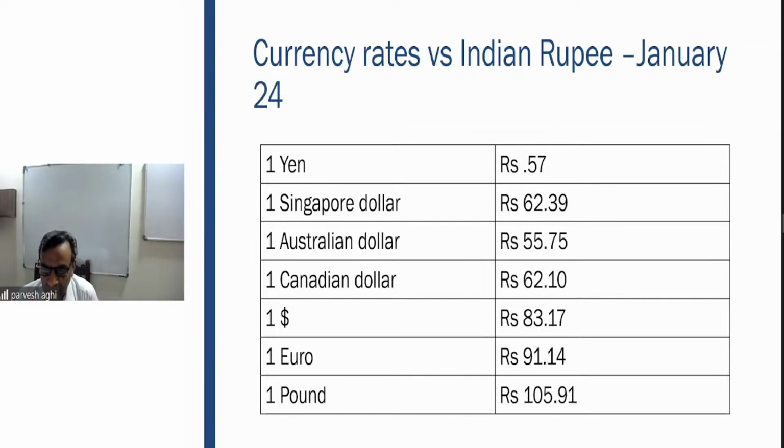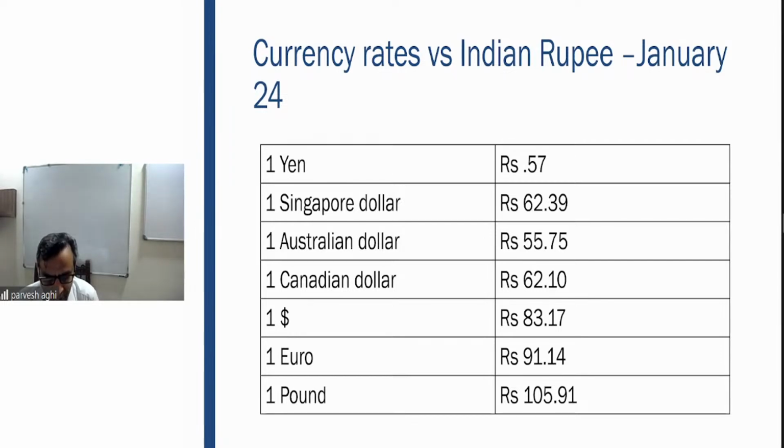1 yen is equal to how many rupees? 0.57, or close to about 60 paisa. 1 Singapore dollar is what? 62.39. 1 Australian dollar is 55. 1 Canadian dollar is close to about 62. $1 is close to about 83. 1 euro is 91. And 1 pound is 105 or 106.